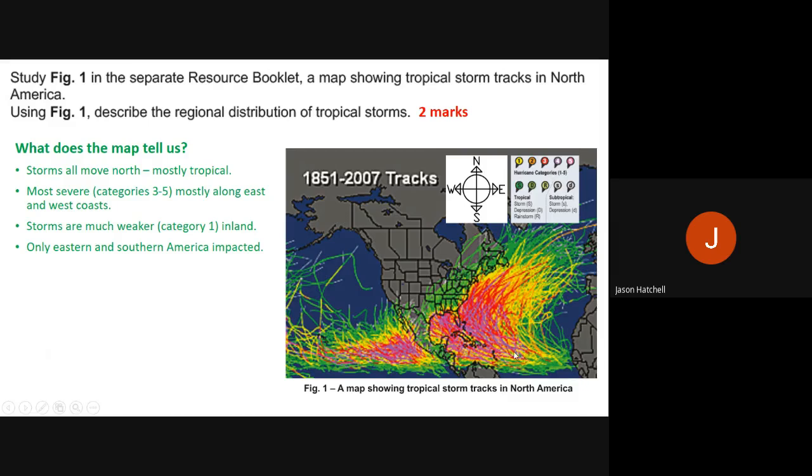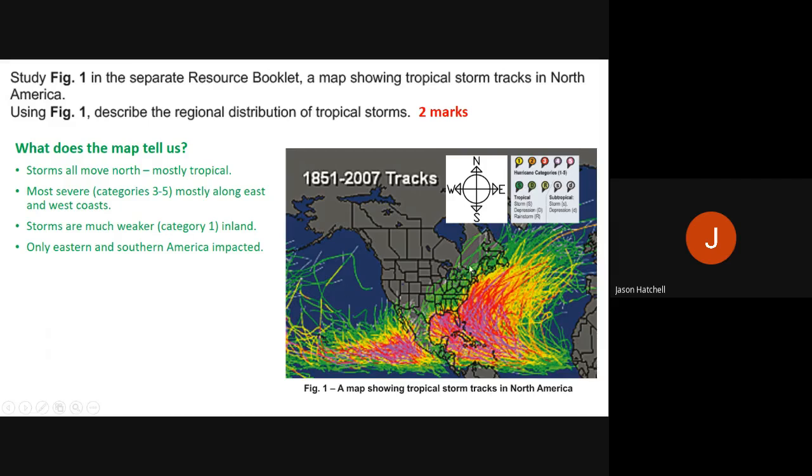We can also see that the most severe ones, which are categories 3 to 5, the red, purple, and pink ones, these ones here, they are on the east coast of the USA and on the southwest coast as well. Okay, but mainly the east coast of the USA. Storms are much weaker, category 1s, inland.